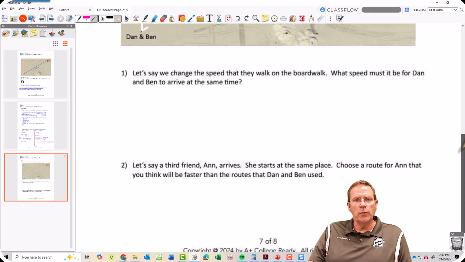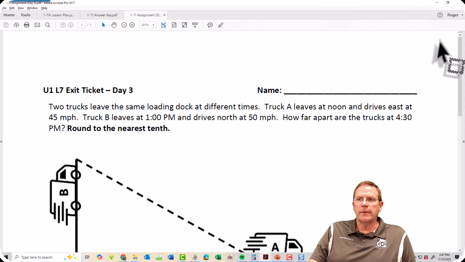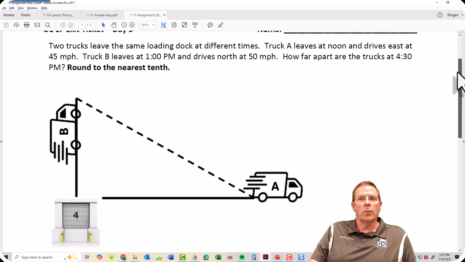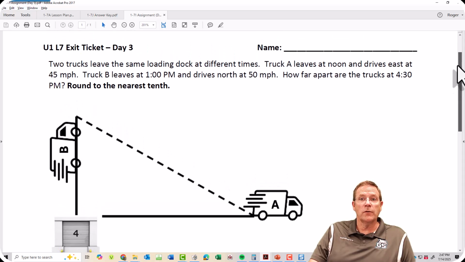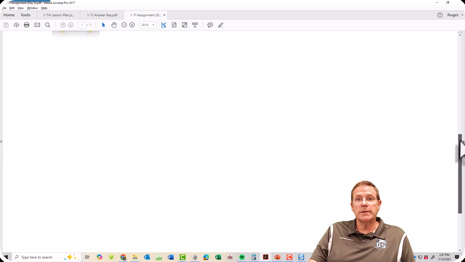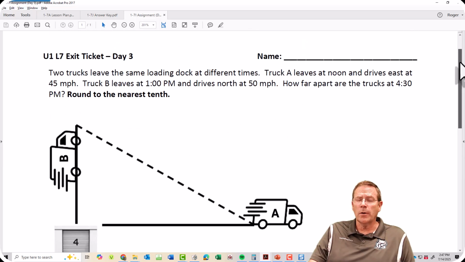But we do have a home assignment that you need to be ready to knock out to turn in to me. And that is going to be this exit ticket, where you're going to work this problem. It's going to require you to use that distance formula that we talked about, and we're going to be focusing on speeds and times and things of that nature. You've got lots of space underneath to give me good supporting work. Make sure you're including formulas in everything you do.